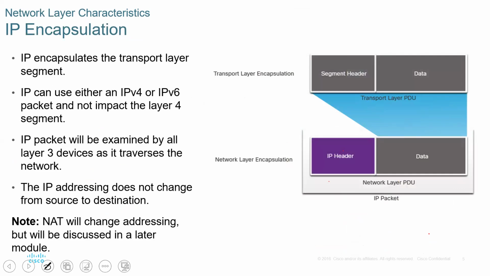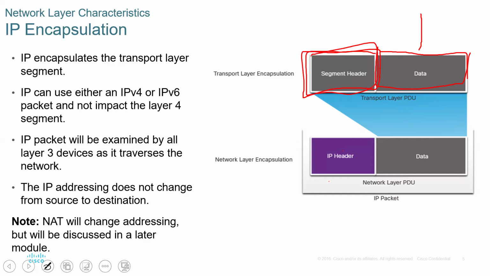Now, under IP encapsulation, IP encapsulates the transport layer segment. You see, from the upper layers, we have the data that comes in this form. And this data contains all the other information above the transport layer, which is the session, presentation, and application layer. And then the transport layer will then add its own header information, which is called a segment.